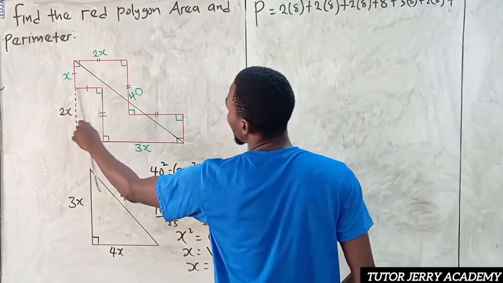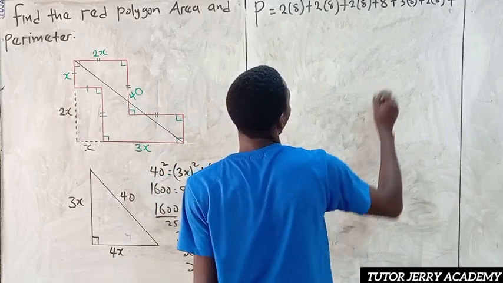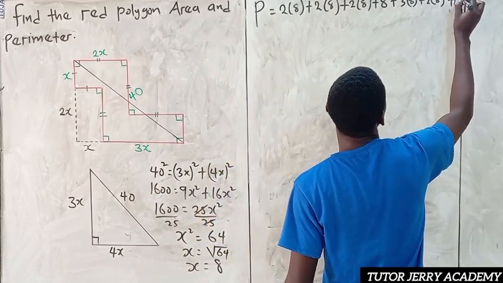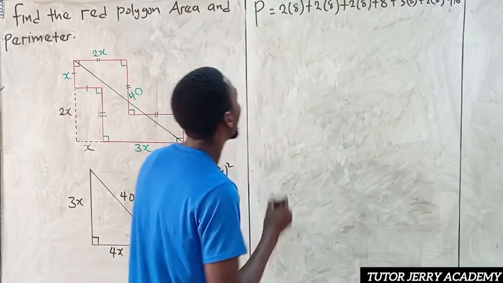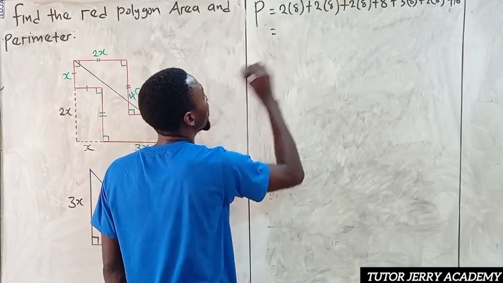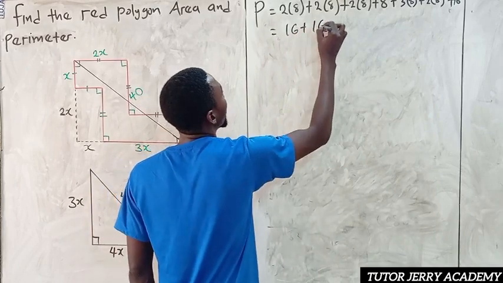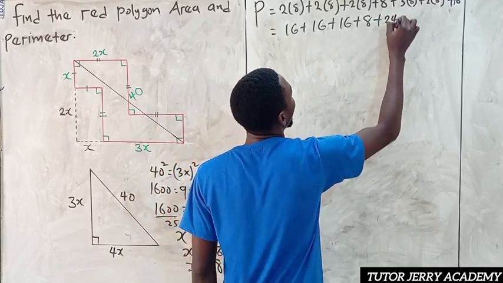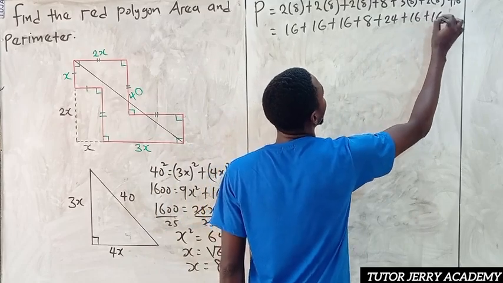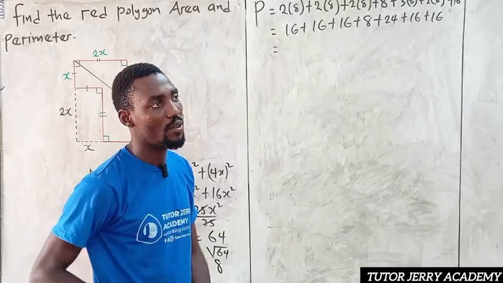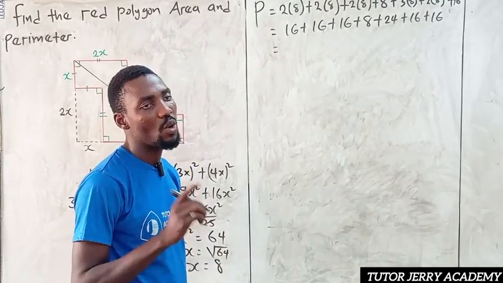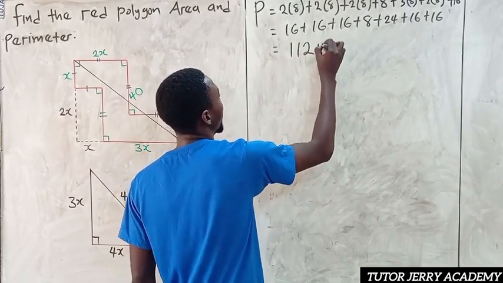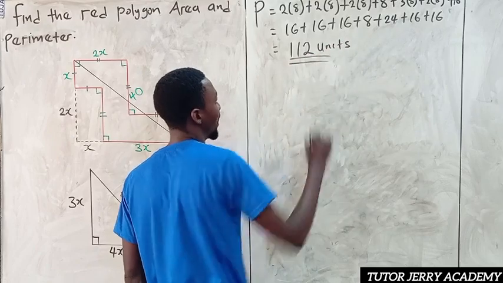Then we have from here to here to be what? S. Then from here to here is s. So it's going to be 8 plus 8, that is 16. All right. So if we sum all of this together, we are going to have our perimeter: 2 into 8, that is 16, plus 16, plus 16, plus 8, plus 24, plus 16, plus 16. If you sum all of this together, you are going to have your perimeter to be 112 units. All right, so that is our perimeter.